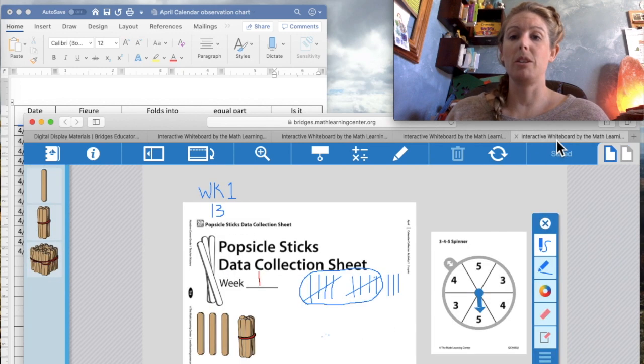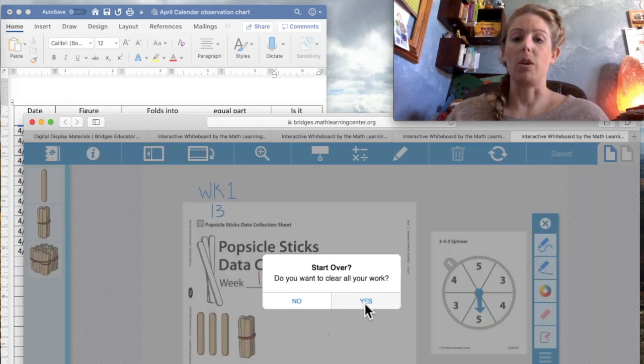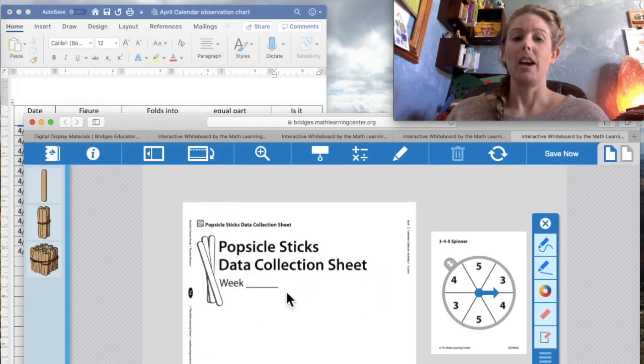All right, boys and girls, we are going on to our Popsicle Collection sheet. So last time we did have, week 1, we collected 13 popsicle sticks. So we are going to start all the way over, start over, yes. And we are now, boys and girls, going to call this week 2.